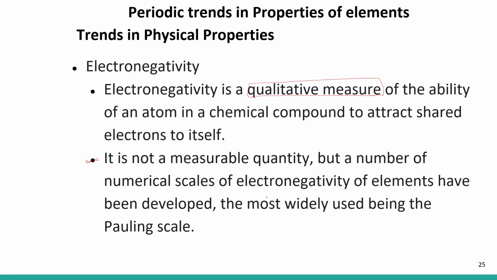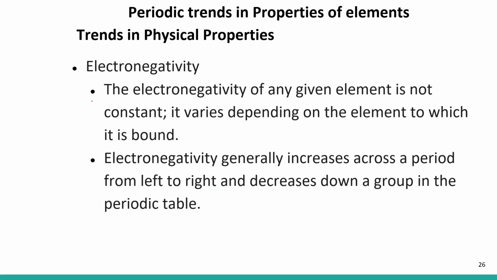But numerous scales are present for measuring electronegativity. We will not measure electronegativity directly using an instrument, but we will take some parameters and then calculate the electronegativity of that element. The electronegativity of an element is not constant, meaning you cannot set a strict trend. There is some general trend, but it is not followed strictly, and it varies very abruptly moving across a period or down the group.